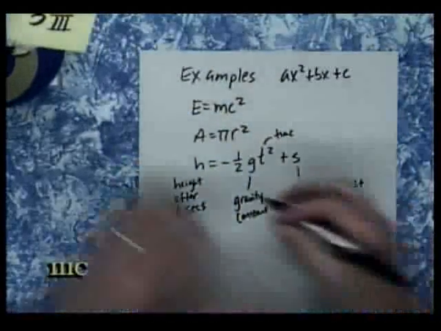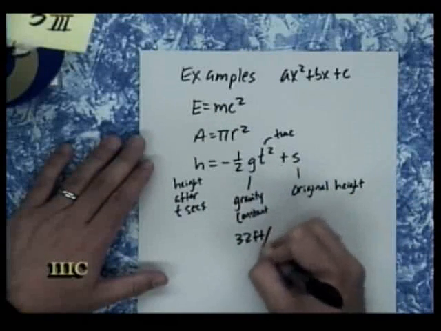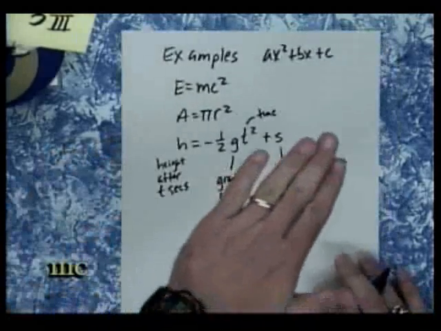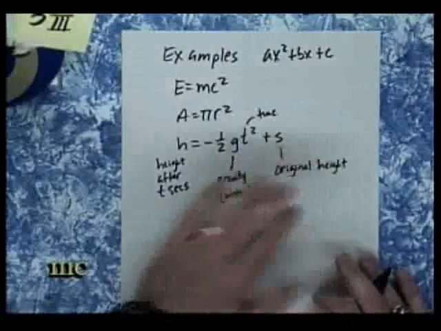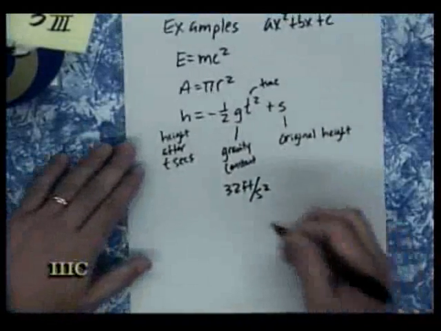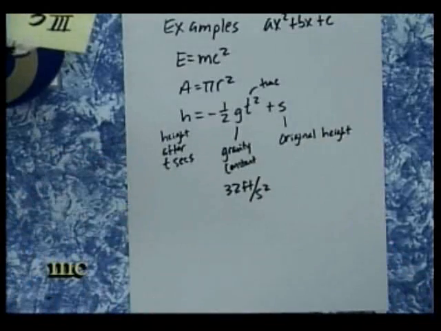So what is this constant? It's 32 feet per second squared. That's acceleration. That means not only do they fall at the same rate, but they're accelerating at the same rate also. So this is a formula that we'll be using quite a bit now in quadratics.